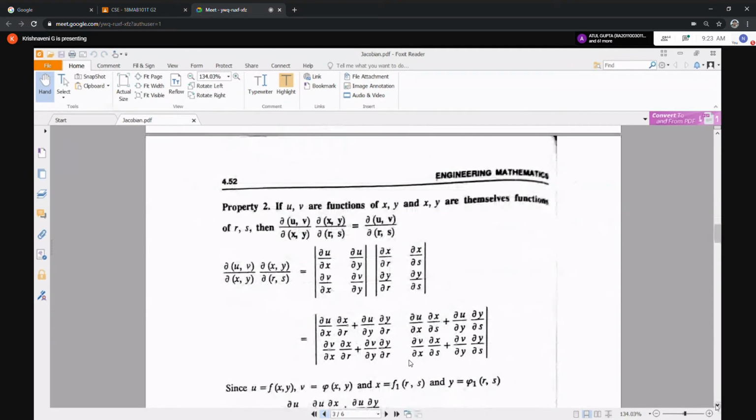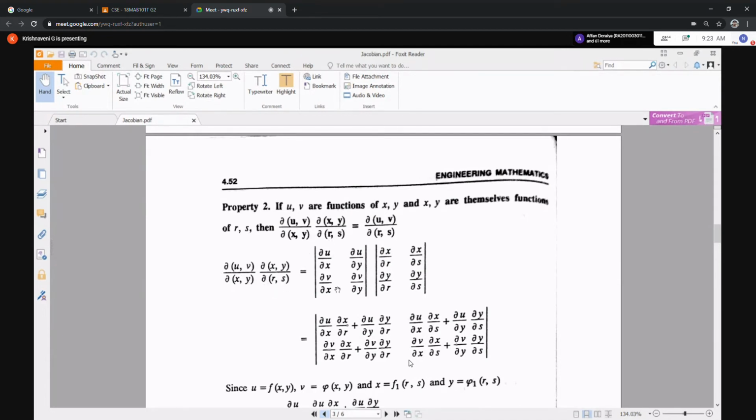Next, property 2. If u, v are functions of x, y and x, y are themselves functions of r, s, then dou of (u, v) by dou of (x, y) into dou of (x, y) by dou of (r, s) equals dou of (u, v) by dou of (r, s). Here also we are going to prove the left hand side equals the right hand side value. Just we are taking the left hand side value.